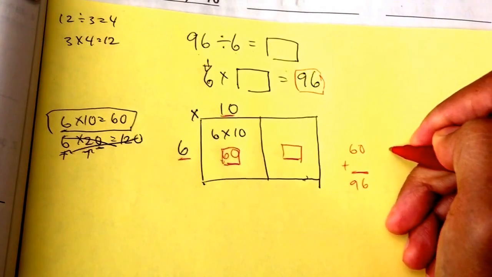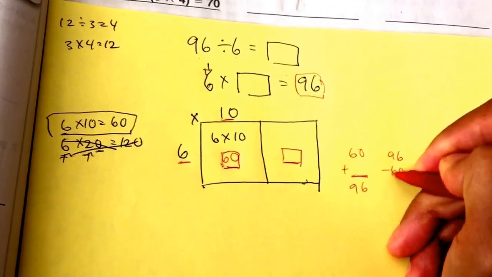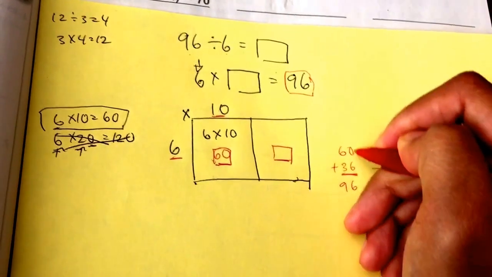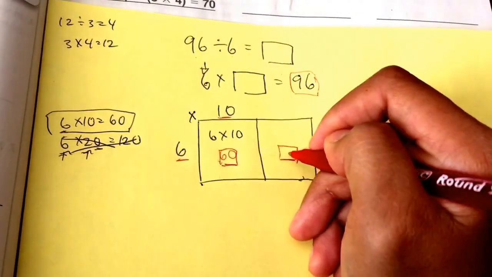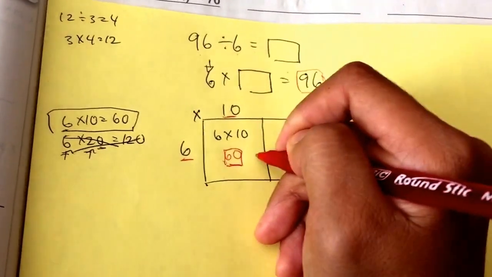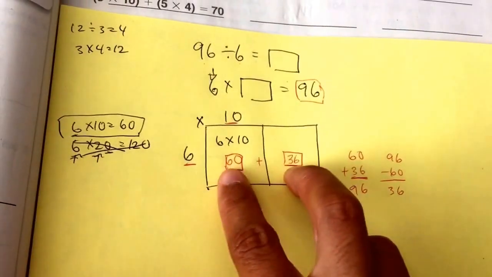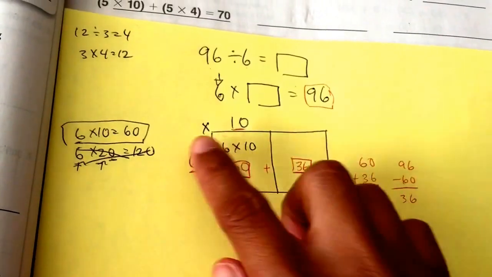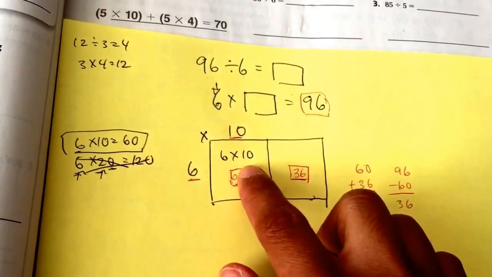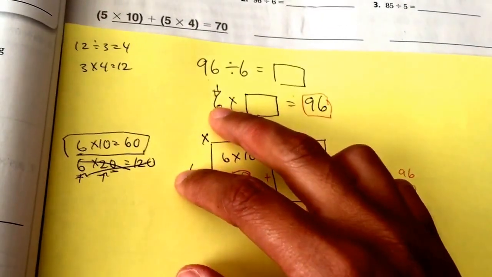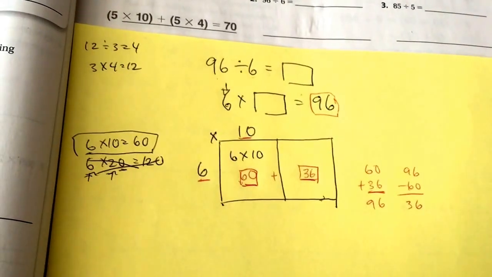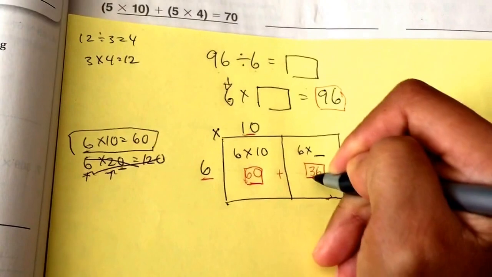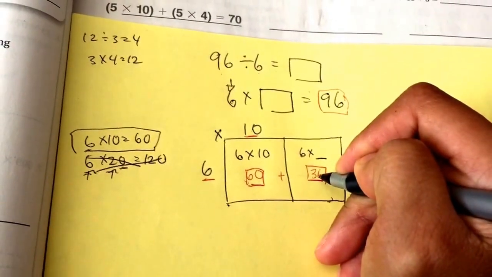If you don't know, then you can subtract. 96 minus 60 equals 36. So this number needs to be 36, because 60 plus 36 better equal our 96. We got 60 by doing 6 times 10 equals 60. We got the 6 from over here. Now we need to ask ourselves, 6 times what number equals 36?